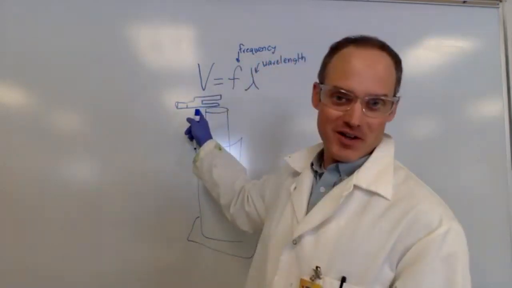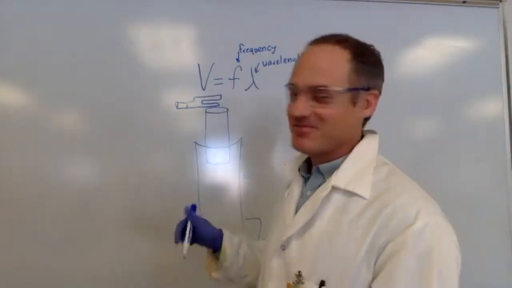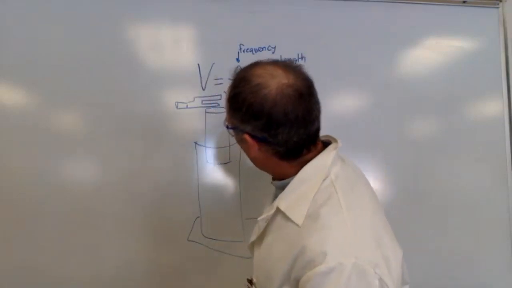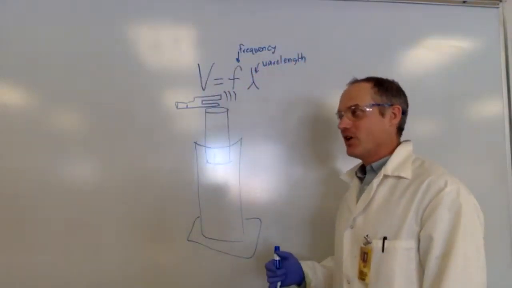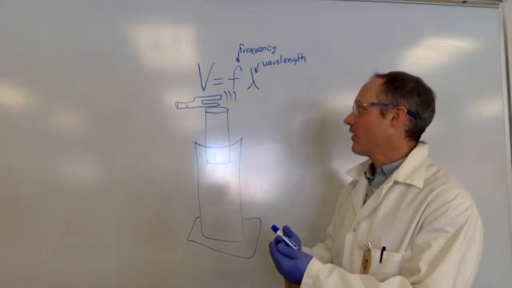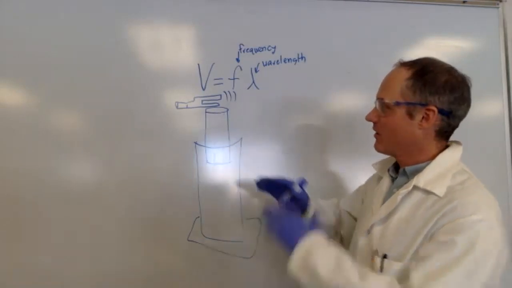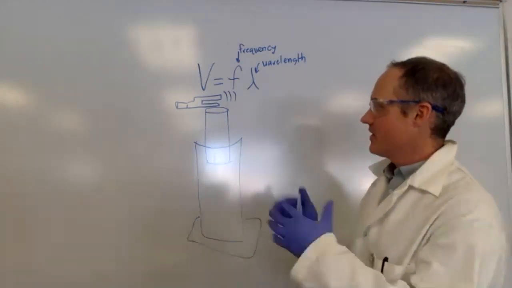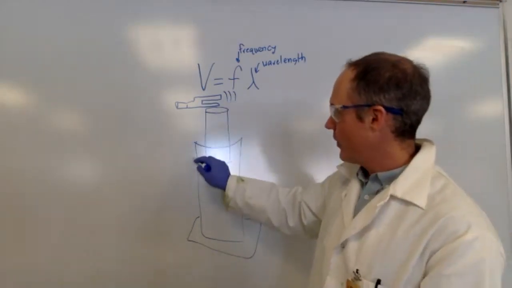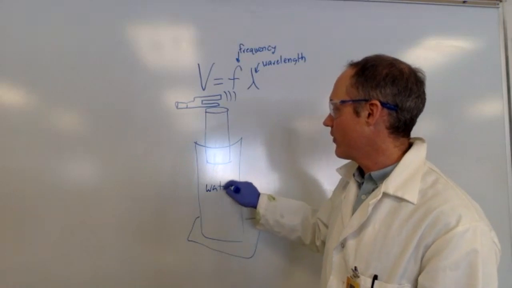That's a tuning fork. Wonderful. All right. So when you bang the tuning fork against something, it makes the waves compress and expand. And inside of this, we had the water inside of the graduated cylinder.